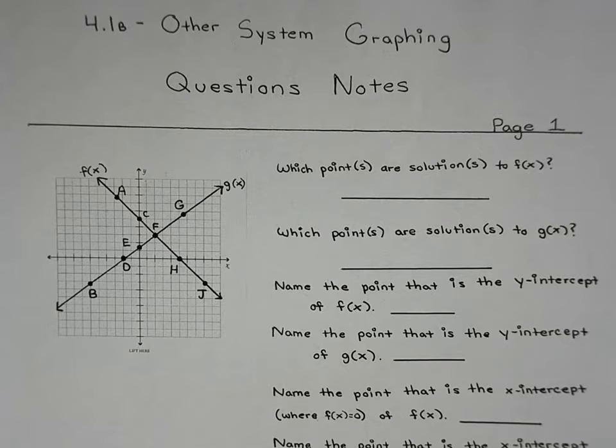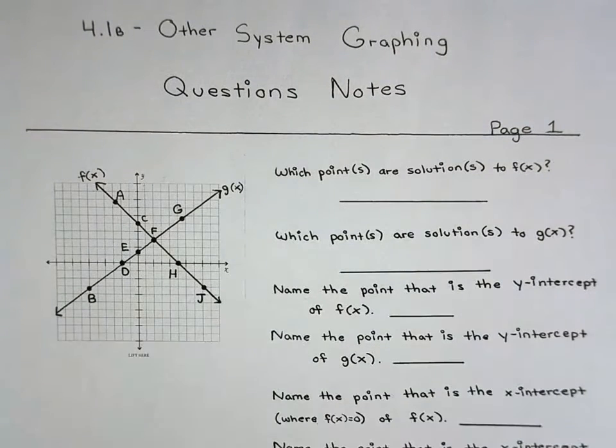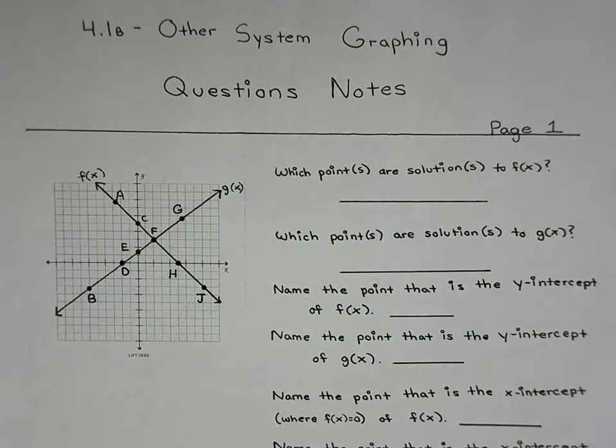Our first system here involves our f of x line, which is this line located here, and our g of x line, this line located here. The first question we're asked is, which point or points are solutions to f of x? A few units ago we talked about what it means for a point to be a solution of a line. There are two ways you could determine this. The first would be that if you were given the equation of the line, you might plug it in and determine, does it make a true statement? That's something that we looked at on our 4.5 and 4.6 notes within the context of inequalities.